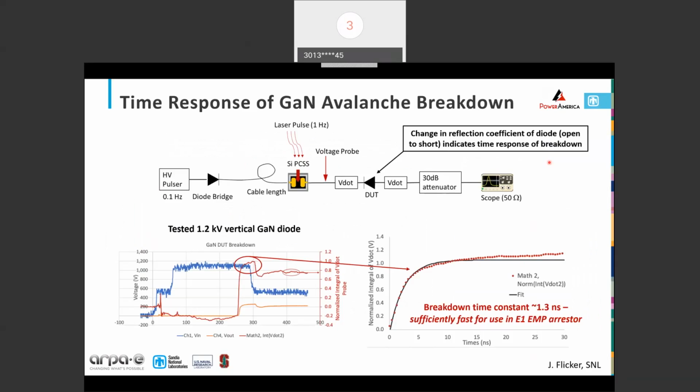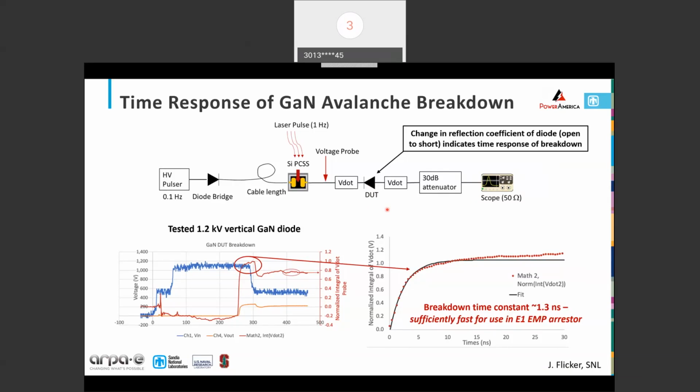And so this is some work that Jack Flicker has been leading at Sandia here. We're trying to measure the time response of the avalanche breakdown. And so the way this works is the schematic of the setup shown at the top. We basically have our diode here at the edge of a transmission line. We hold it under reverse bias, and then we send a pulse down the transmission line, and that puts the device into breakdown. And so since the device is going from a blocking state, essentially an open, to a short, it's still at high voltage, but now it's conducting.